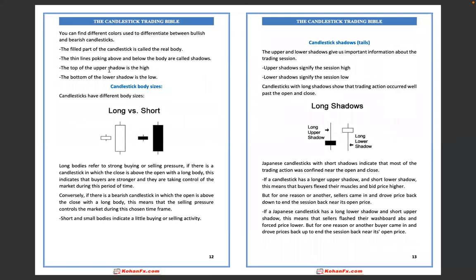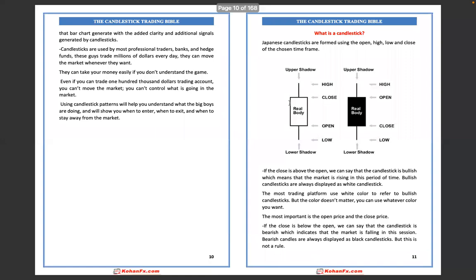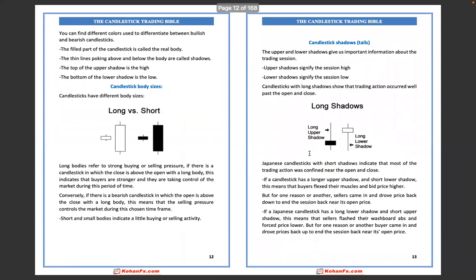The top of the upper shadow is called the high, and the bottom of the lower shadow is called the low. So you realize that both the bullish candle and the bearish candle have the same highs and the same lows. What I mean is that the high is above the body and the low is below the body. That is the same for both bearish and bullish candles. It's important that we note that.